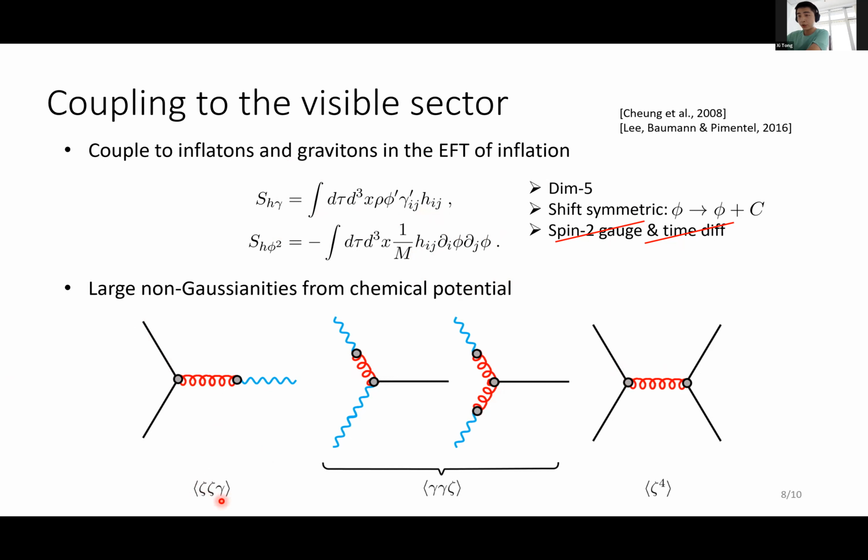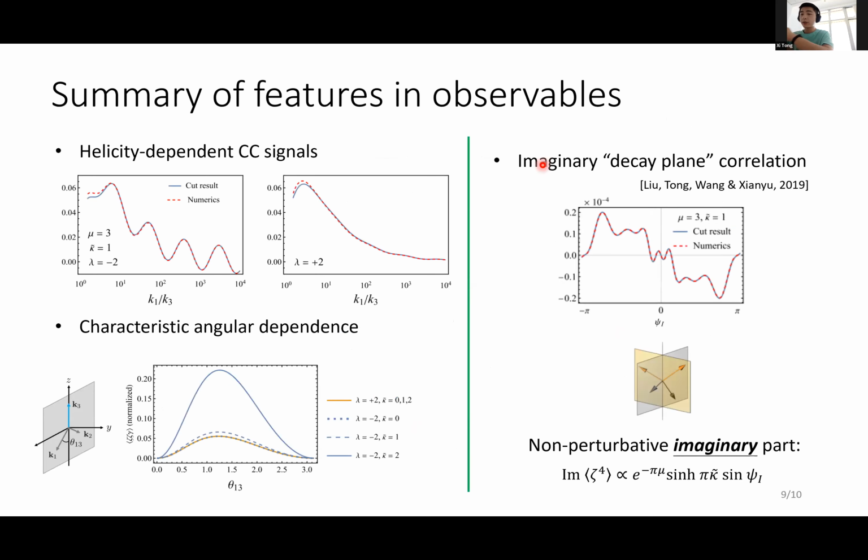For example, the curvature-tensor mixed bispectrum. There's a tree-level diagram like this. The blue line corresponds to tensor modes, gravitons, while the black lines correspond to the inflatons. And you can also look at it in the 4-point functions. Because of time reasons, I will only summarize a few interesting features in the observables.